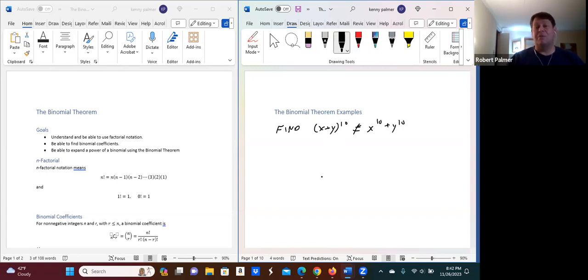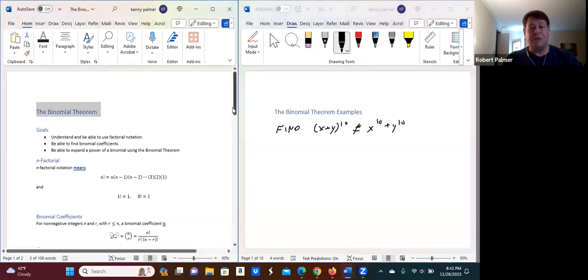But there's actually another way someone found, called the binomial theorem, which allows us to expand it in a much easier way. So first we have to build up to that. Our goals for today: understand factorial notation, what it means and how to do it; be able to find what we call the binomial coefficients; and then finally use the binomial theorem to expand a power of a binomial.